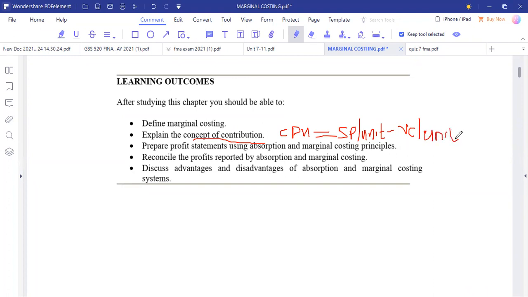There is no gross profit. I have to overemphasize here that in marginal costing there is no gross profit. There's only contribution. Then from contribution, we find the profit aspect.